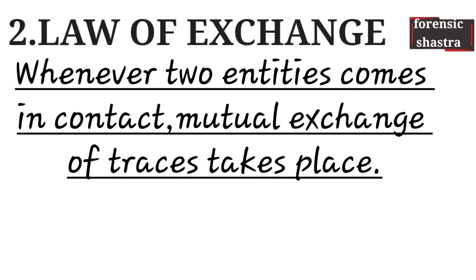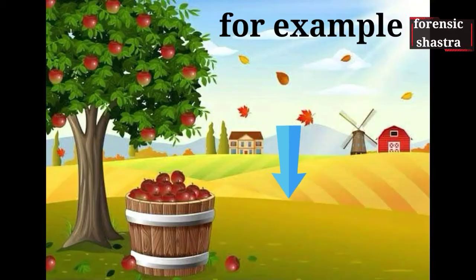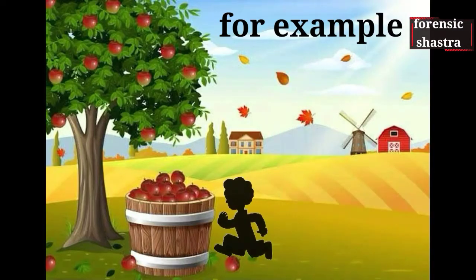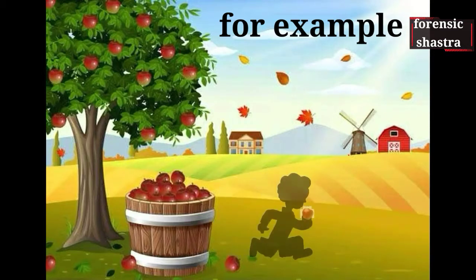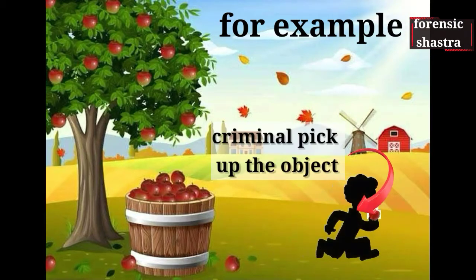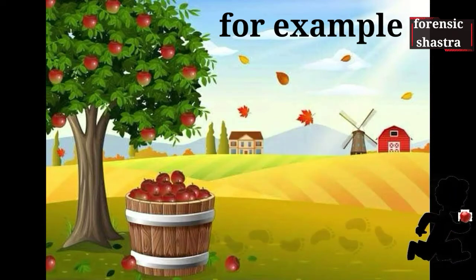Number 2. Law of exchange. This principle was enunciated by French scientist Edmond Locard, and therefore it is also known as Locard's principle. It states that whenever two entities come in contact, mutual exchange of traces takes place. The law of exchange, or as we call it, the Locard's principle, can be explained by the following example. Here we can see that the thief came, stole some apples from the farm, and ran away from there. Later, if this incident is analyzed or examined, we can determine the thief's presence by identifying the footprints left by him on the ground.